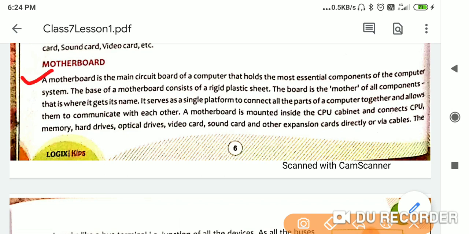A motherboard is the main circuit board. Till here, system. And the second sentence that you have to write is, it serves a single platform to connect all the parts of a computer together and allows them to communicate with each other. Till here. So this will be your answer 2.